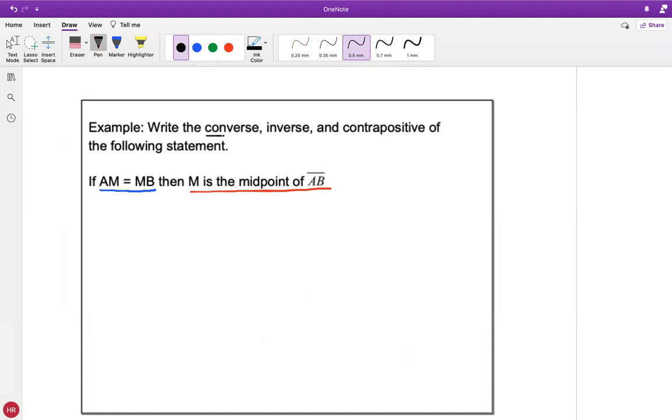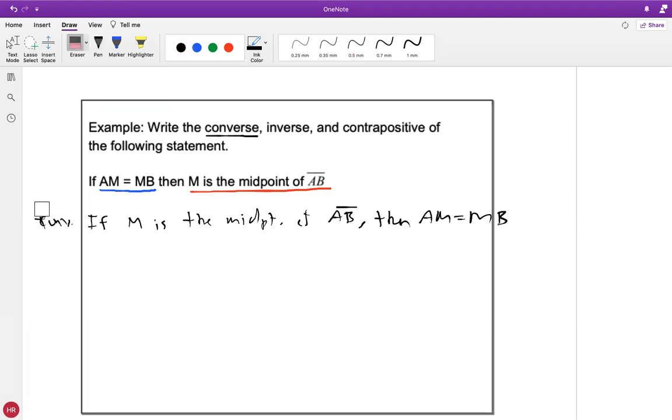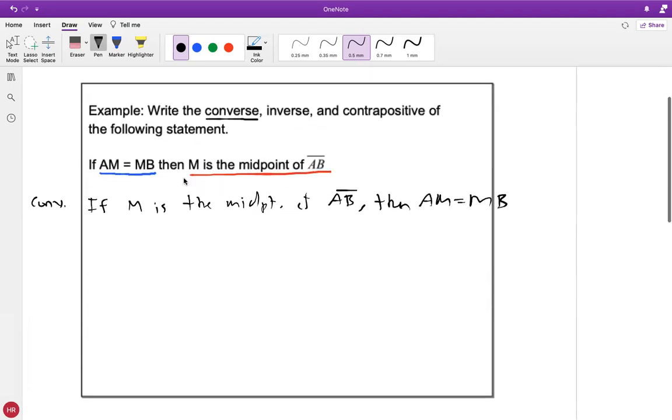So the converse, if you flip back, you'll see that just means you switch the hypothesis and the conclusion. So I say, if M is the midpoint of AB, then AM equals MB. This would be called the converse. I abbreviated it conv. So that's a converse. If you scroll back a minute, you'll see that the inverse means that you just take the original things in the same order and you just negate them.